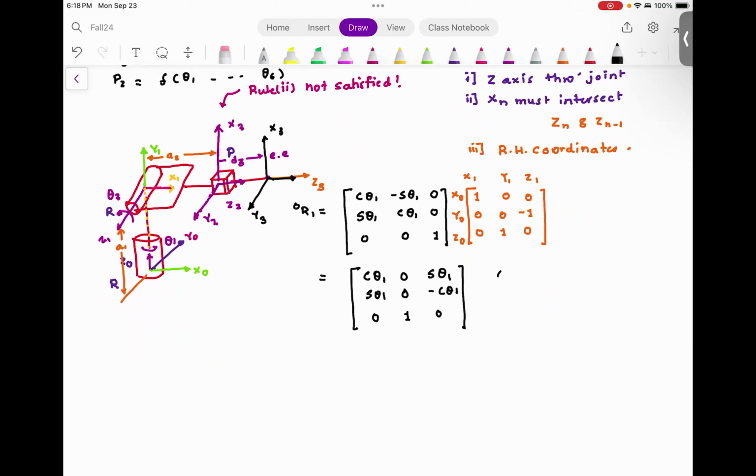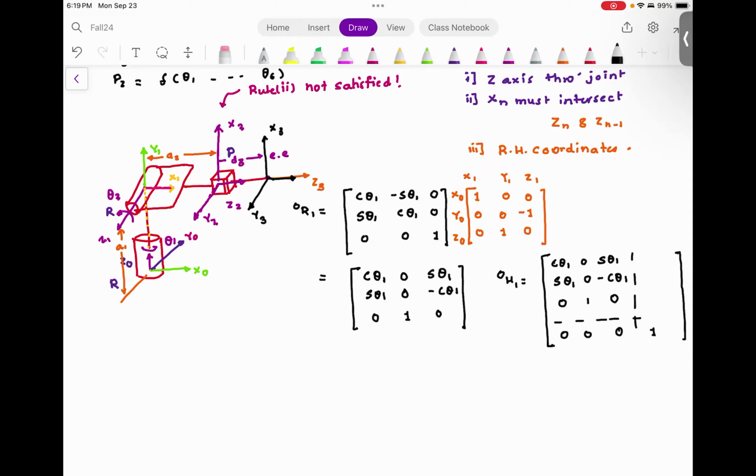And I'm going to write my homogeneous transformation here, 0H1. 0H1 would include 0R1: cosine theta 1, 0, sine theta 1, sine theta 1, 0, minus cosine theta 1, 0, 1, 0. Here 0, 0, 0, 1.